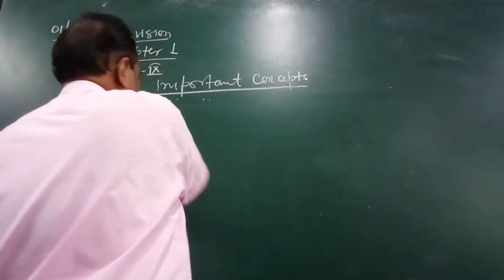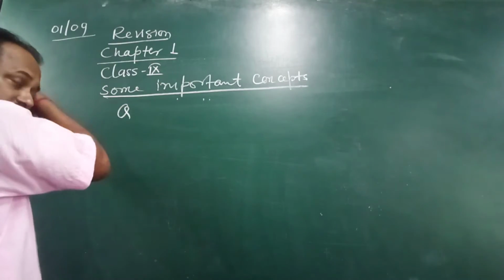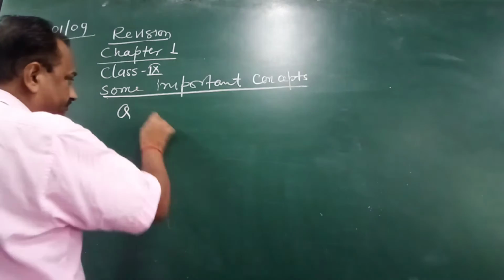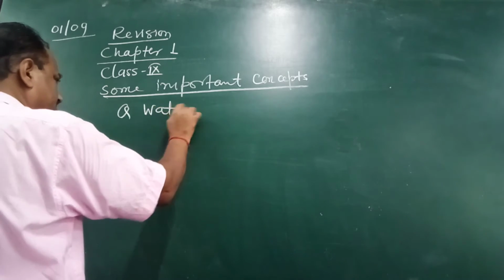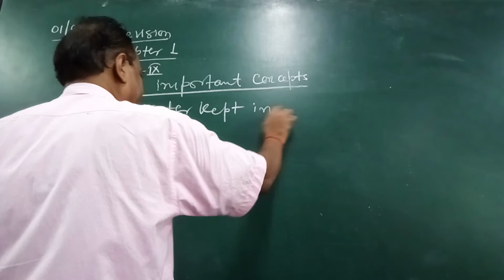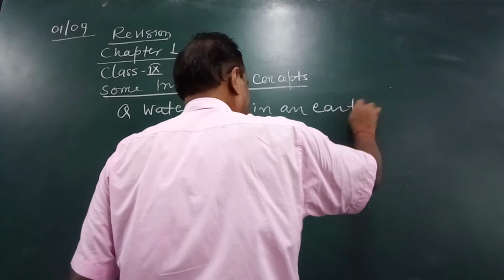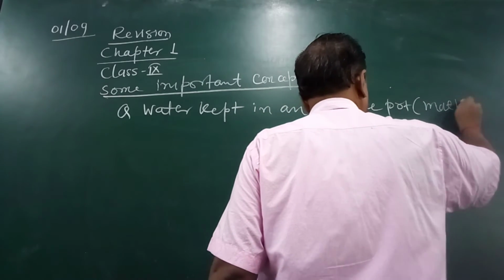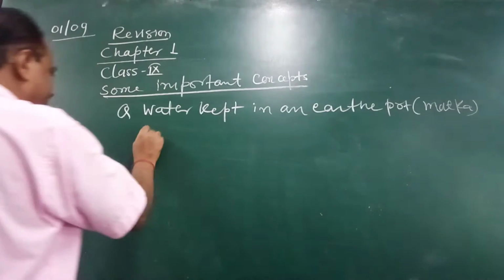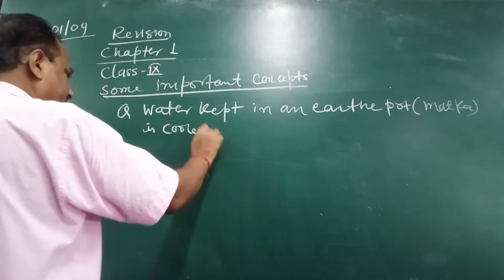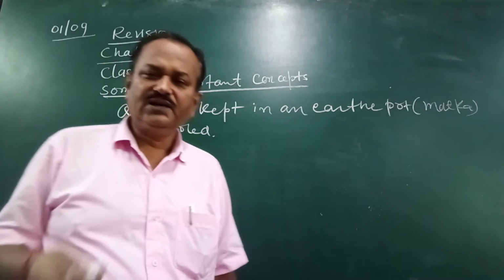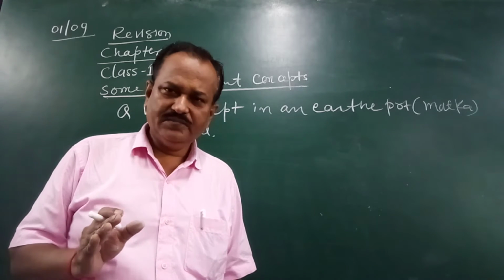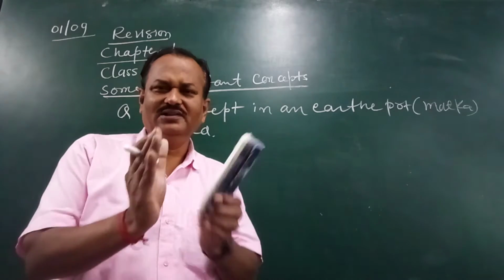Now the third point, that the water kept in an earthen pot or matka is cooled. You must be knowing, any earthen pot or matka or surahi, or sakura, small, small.